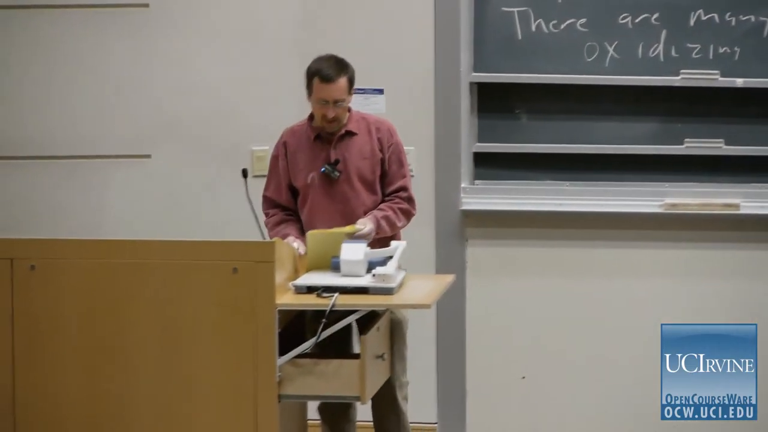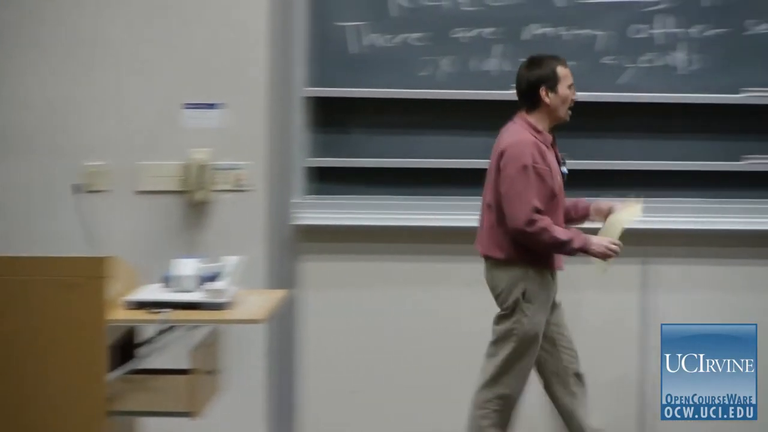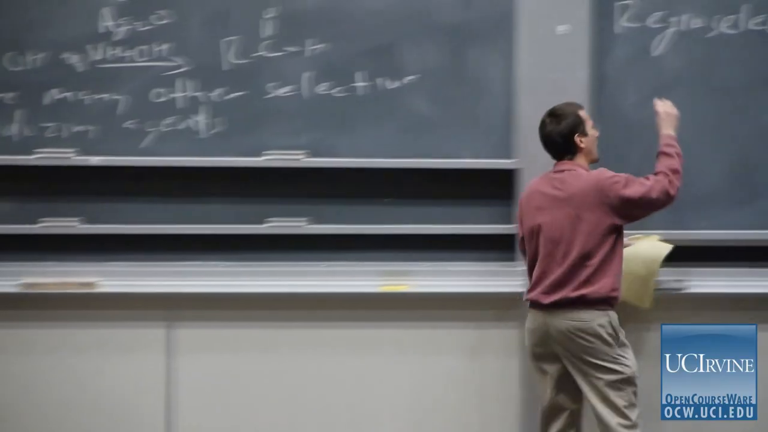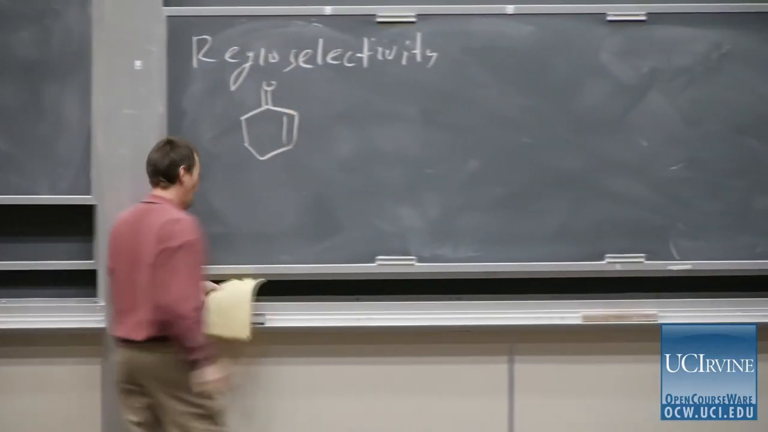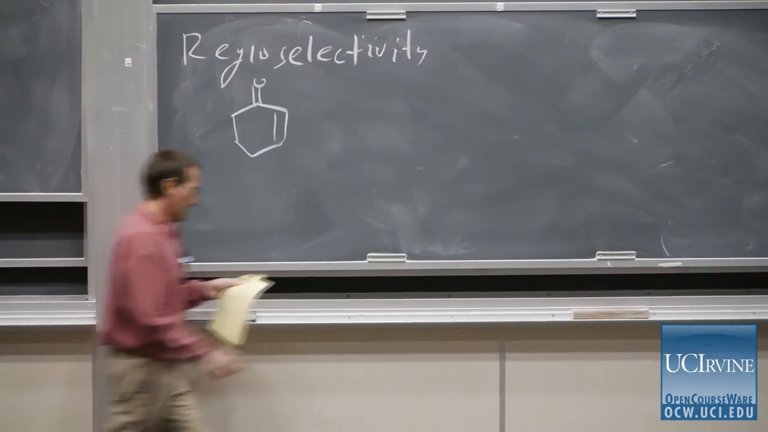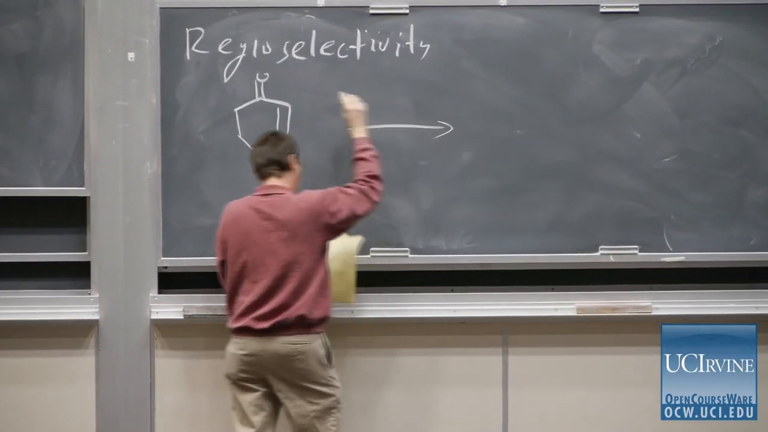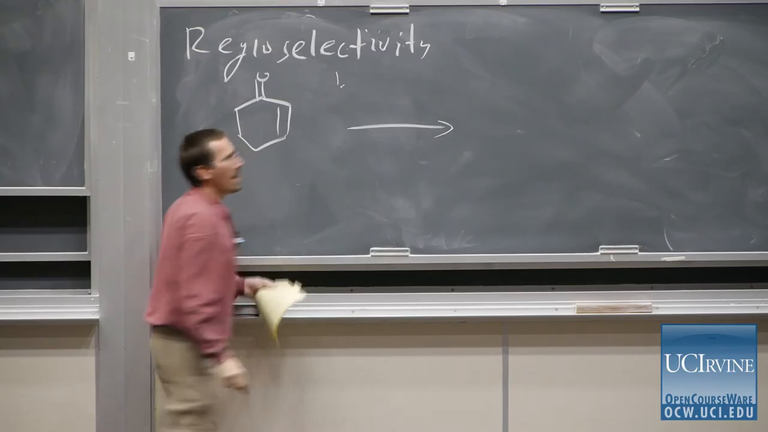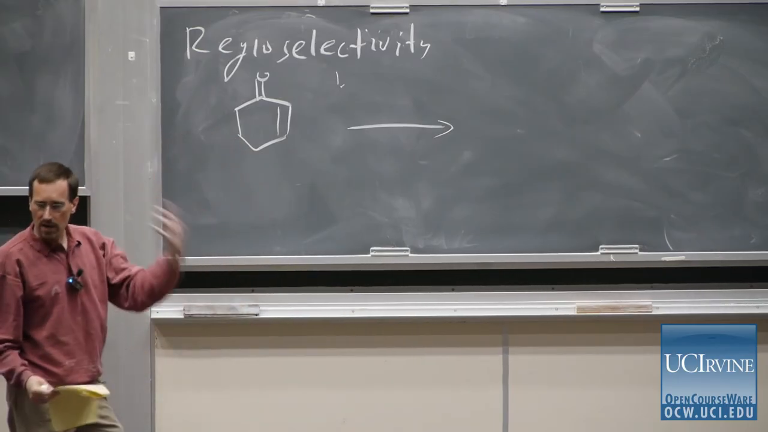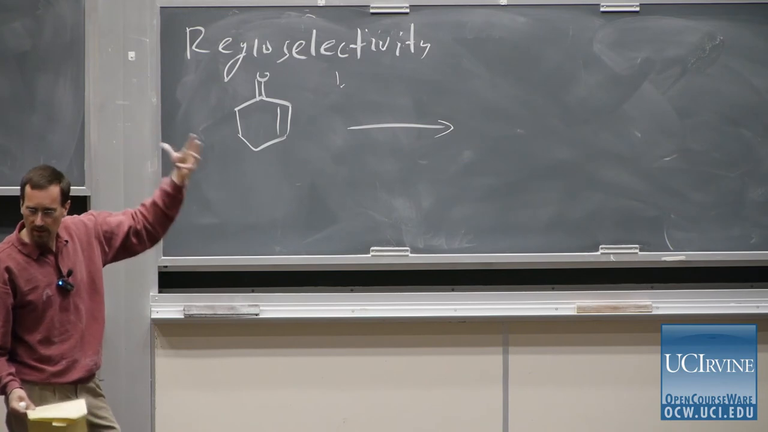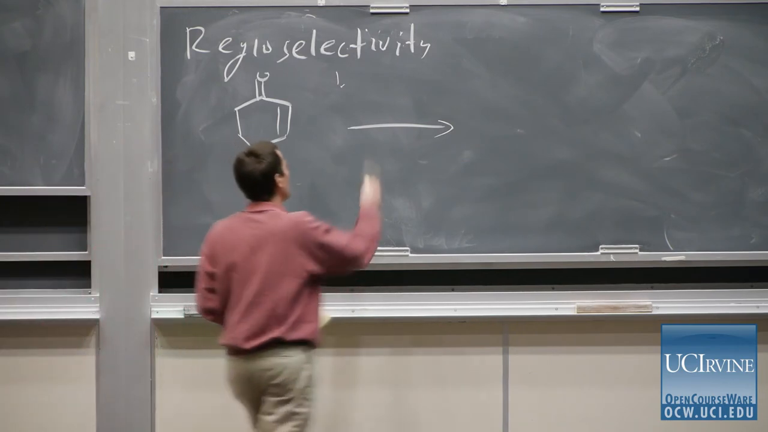And I'd like to give us the same type of example and bring back our cuprate reagents. So here's our cyclohexenone again. And if we treat our cyclohexenone with a powerful nucleophile, we already saw lithium aluminum hydride, and I'll now give you an example of methyl lithium or Grignard reagent.